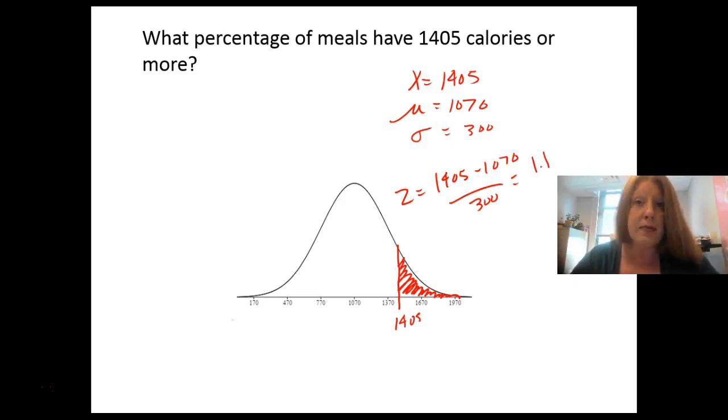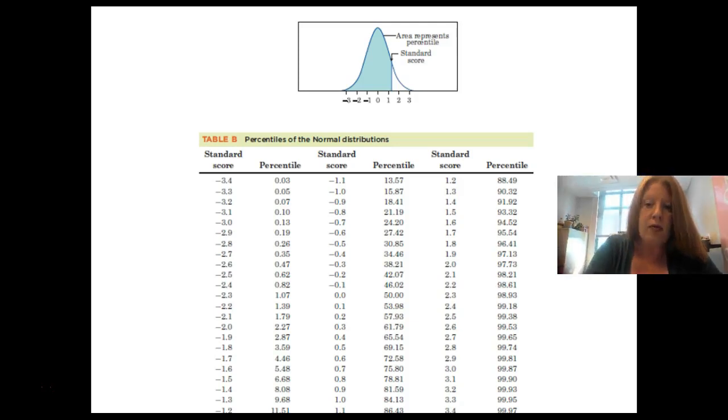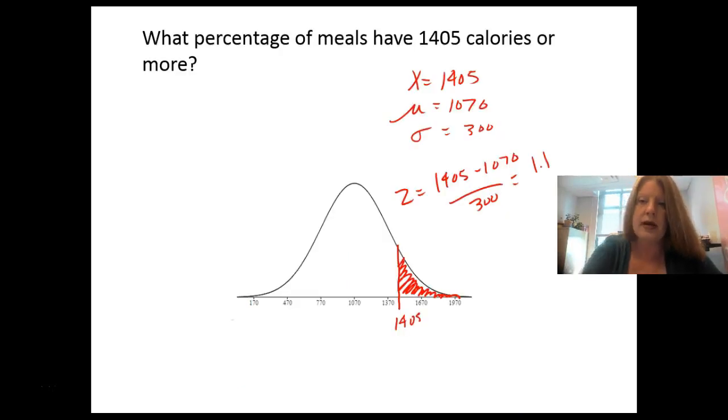Now we want to go to table B. Let's look up 1.1. It's down here, 86.43%. So we'll go back here. Let's write this down, 86.43%. Now this is not the final answer. Hopefully you know why that's not the final answer. And that's why I think it's always super important to draw the distribution and shade the area that you're looking for, because I can clearly see that this is not 86.43% of the distribution. It's much smaller than that.